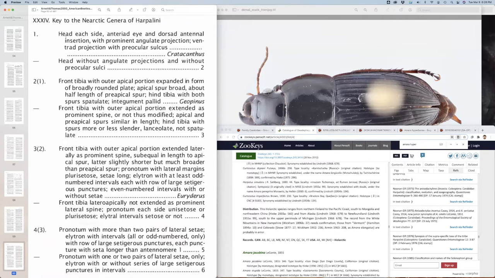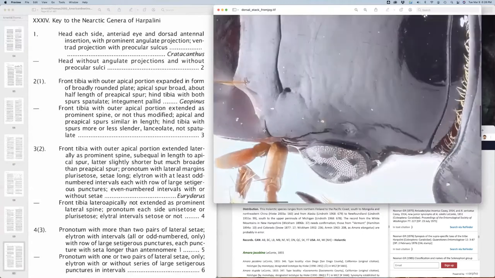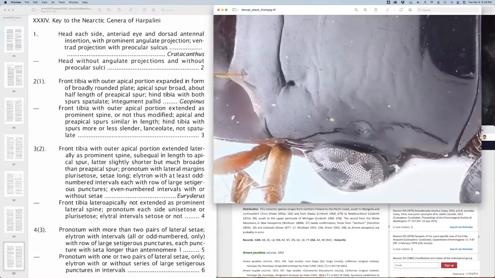Okay. Head, each side in front of the eye, there's a little prominent angulate projection. Let's go here and zoom in really closely and see that here's the eye, here's the antenna. So I would not call this an angulate projection by any means, but we do see there is a little curve here. While I would certainly not call this angulate if I was writing the key, what is angulate? Because if we haven't seen both sides of this couplet, it's hard to move on.